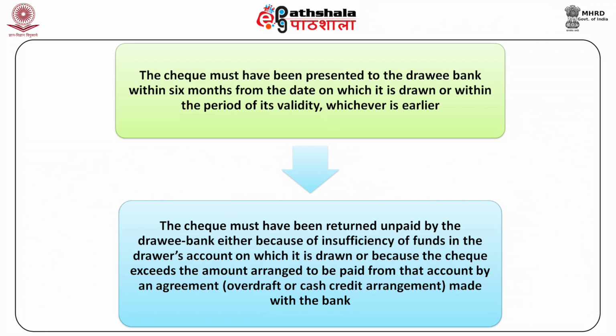Third, the cheque must have been returned unpaid by the drawing bank either because of insufficiency of funds in the drawer's account on which it is drawn, or because the cheque exceeds the amount arranged to be paid from that account by an agreement, for example, an overdraft or cash credit arrangement made with the bank.